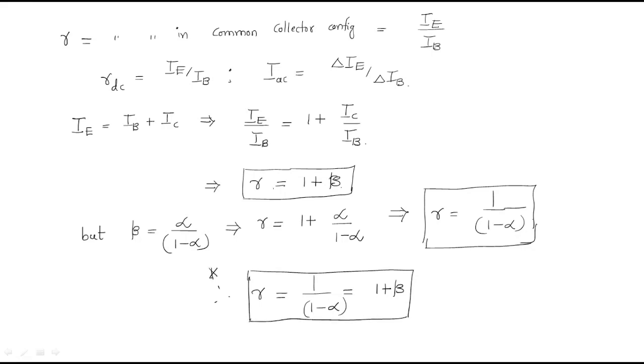By using this relation we can solve more problems. If you know the alpha in common base configuration, or the beta in common emitter configuration, we can find out any amplification factor. By using this formula, gamma equal to 1 by 1 minus alpha equal to 1 plus beta. So this is the relation between alpha, beta and gamma.